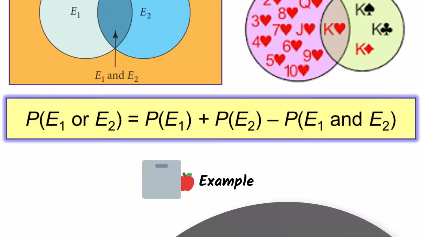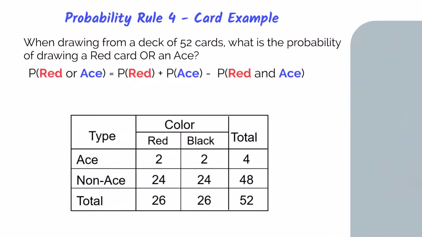Let's check out another example. When drawing from a deck of 52 cards, what is the probability of drawing a red card or an ace?